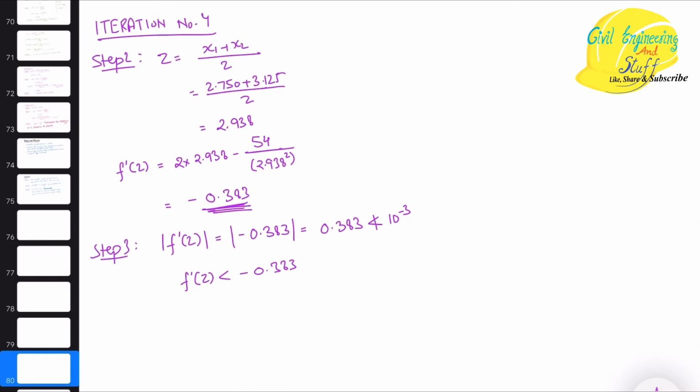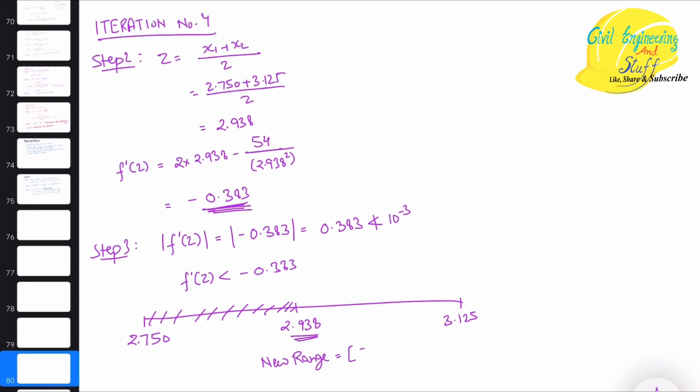So which region are we going to eliminate? Our region was 2.750, 3.125, with the midpoint 2.938, right? Since this is less than 0, which area will we eliminate? We will eliminate this region, that is, we have chosen our new x1 point. So our new range will be 2.938 comma 3.125.